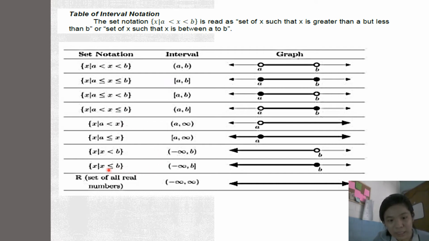So, dito naman, x is less than or equal to b. Yun, naka-shade lang, naka-solid circle lang yung b natin. Tapos, yung last naman, set of all real numbers, meaning lahat. Kapag set of all real numbers na siya, open, negative infinity, comma, positive infinity, close parenthesis. So, lagi nating tandaan na yung negative infinity is always sa left and positive infinity is always sa right. Therefore, yung graph natin is infinite na. Both arrow na siya, naka-emphasize.